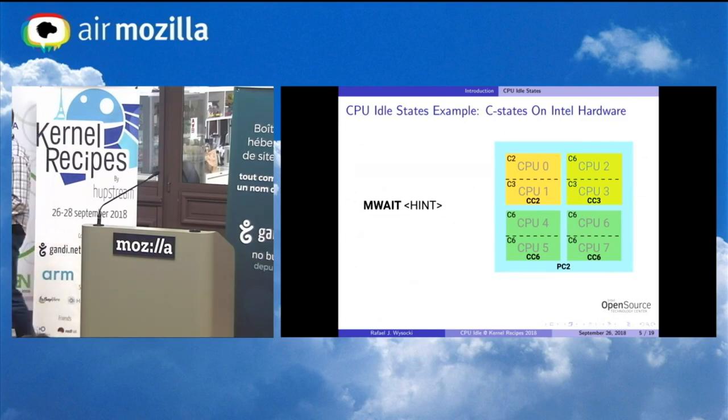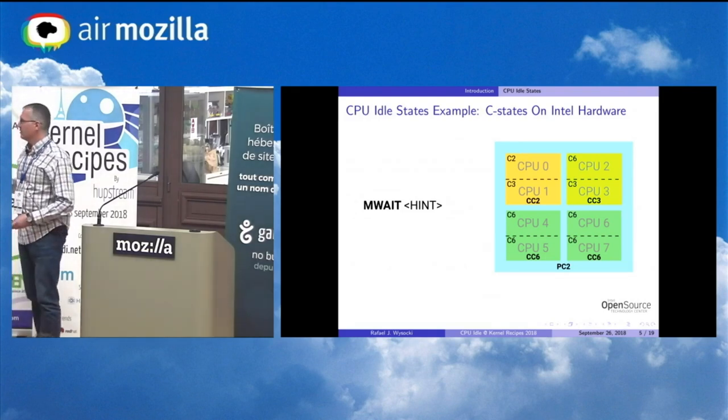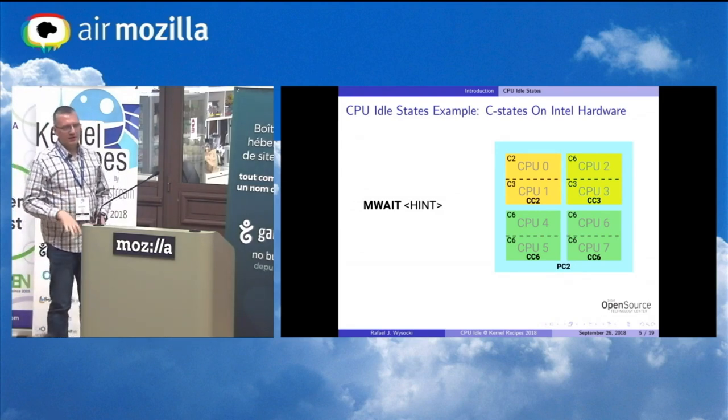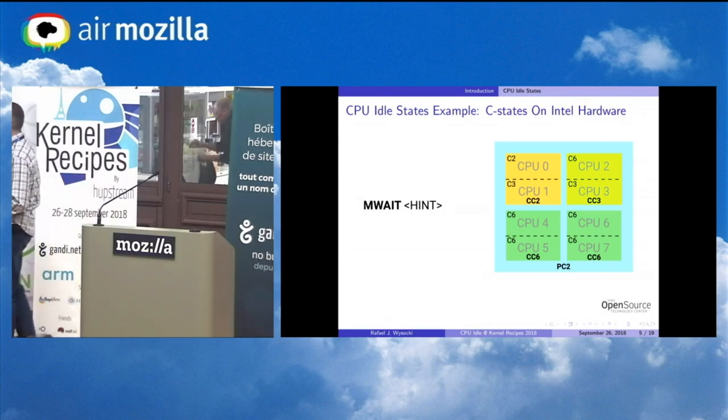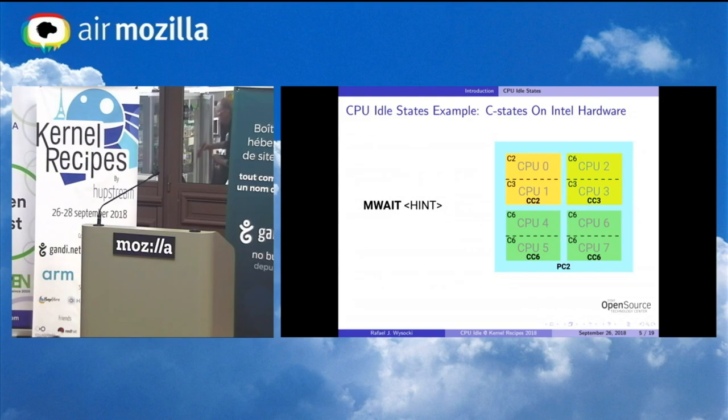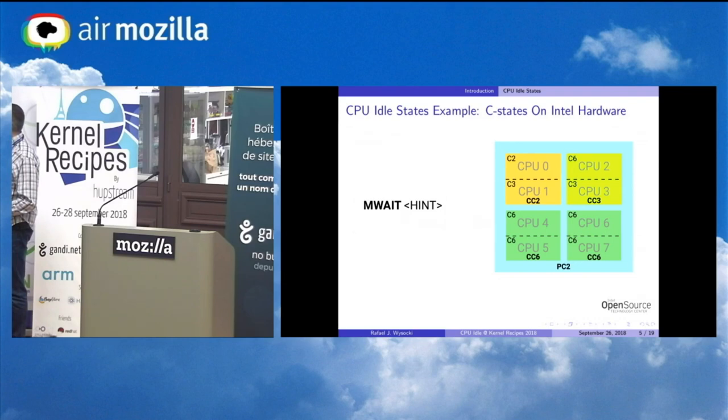So on Intel hardware, the mWait instruction is a way to tell the processor that the given CPU, the given logical CPU, is idle, and then it can be put into an idle state. The hint parameter tells the processor how deep it can go with the power reduction, and that hint affects all of the levels of the hierarchy. So it says how far the cores can go and how far the package can go with the reduction of power. C2, like here, means that the core containing this hardware thread can go into the C2 idle state for the core, and the package containing all of it can go into its own C2 state.